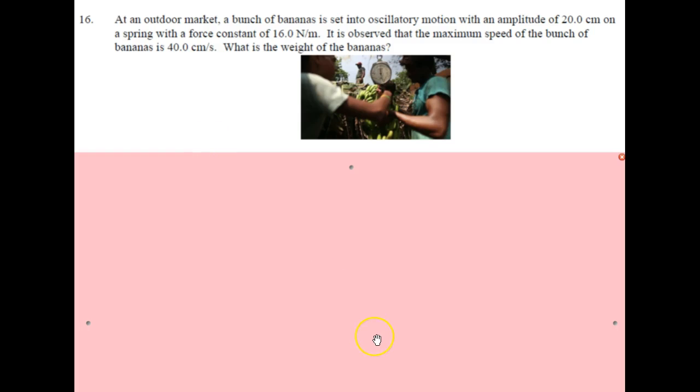Let's move on to 16. At an outdoor market, a bunch of bananas is set into oscillatory motion with an amplitude of 20 centimeters on a spring with a force constant of 16 newtons per meter. It is observed the maximum speed of the bunch of bananas is 40 centimeters per second. What is the weight of the bananas?